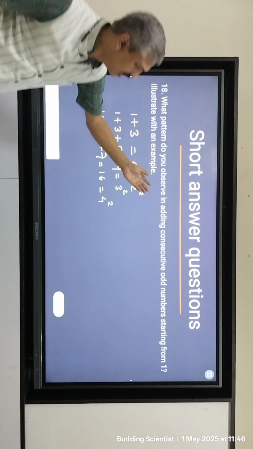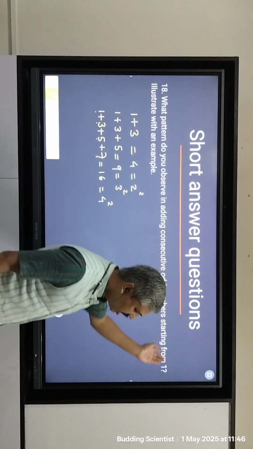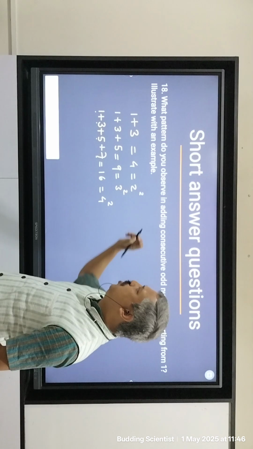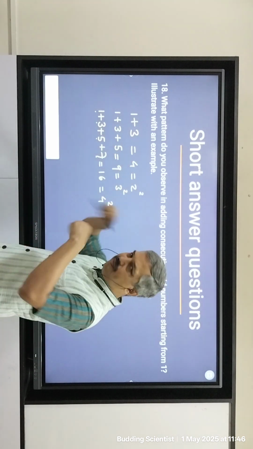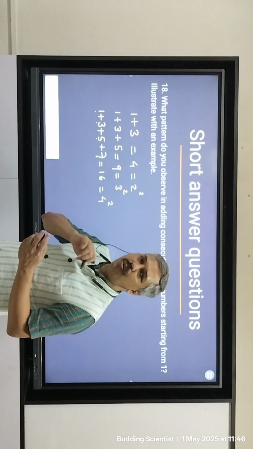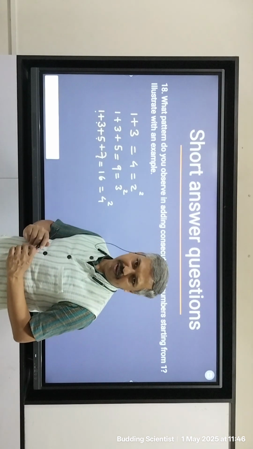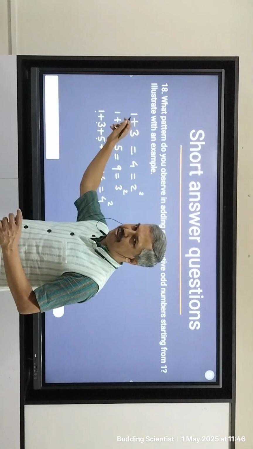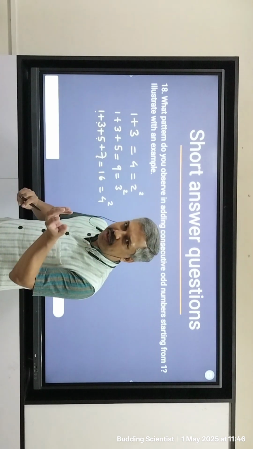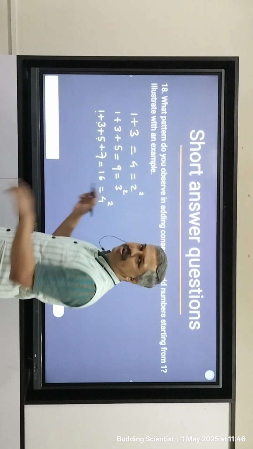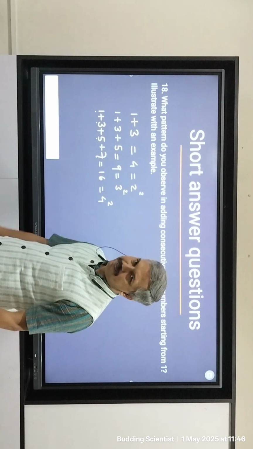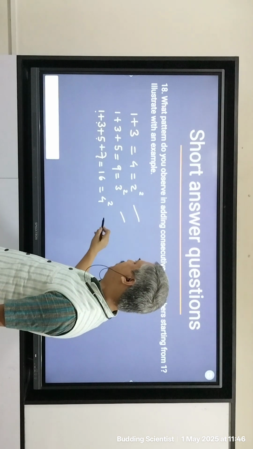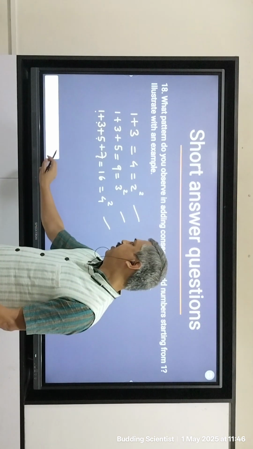What pattern do you observe in adding consecutive odd numbers starting from 1? When you add consecutive odd numbers starting from 1, you get the square of that number, which is equal to the count of the odd numbers that you took. Count the number of odd numbers that you are adding. The square of the count is obtained as the sum. This is the pattern. We have illustrated it with 3 examples here.